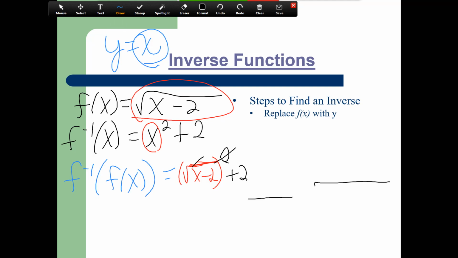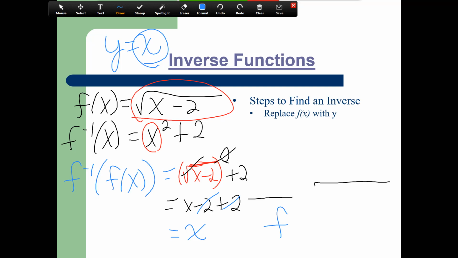First, this square and the square root cancel. That gives you x minus 2 plus 2. And then notice something. The 2's cancel, and all we're left with is x. So it actually doesn't matter which direction you go, whether you plug the inverse into the function or the function into the inverse, you will still get x back if you're checking it algebraically.